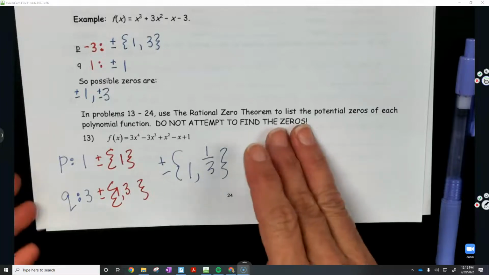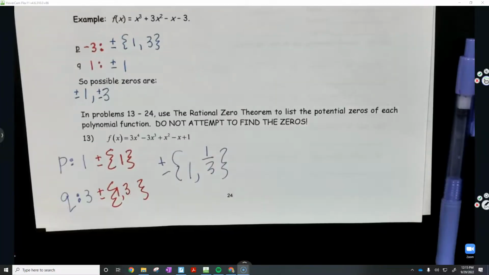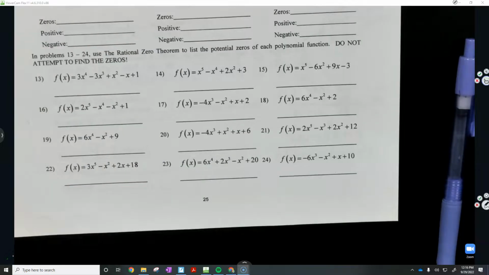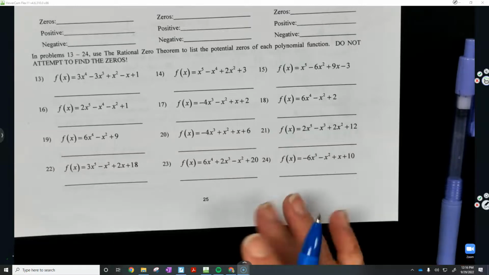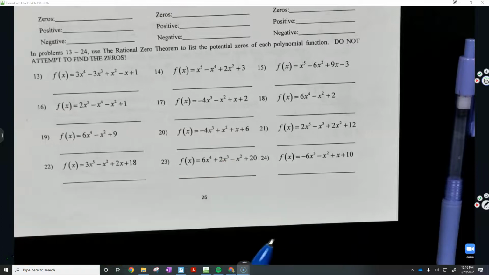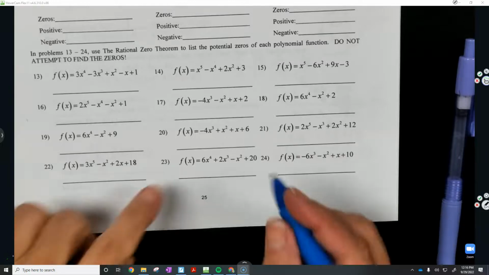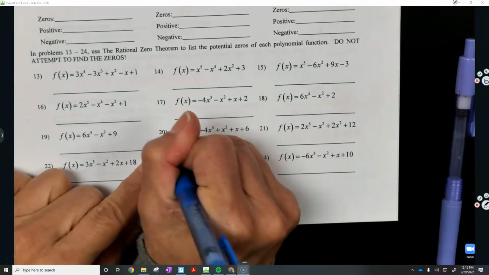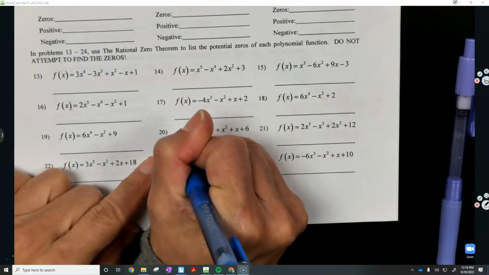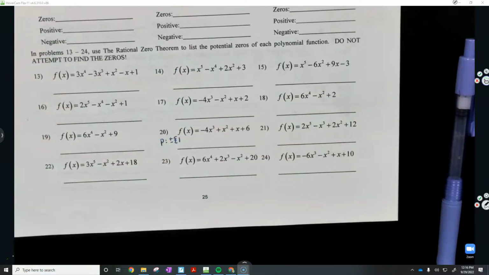So, honestly, I think that these classwork examples, again, have no room to show work, so I'm going to do the best I can. On number 20, guys, we're going to do the P divided by Q. On number 20, what is the P? 6. Yes, what is the Q? Negative 4. So, for P, write plus and minus. You're always going to have a 1 for P and Q.